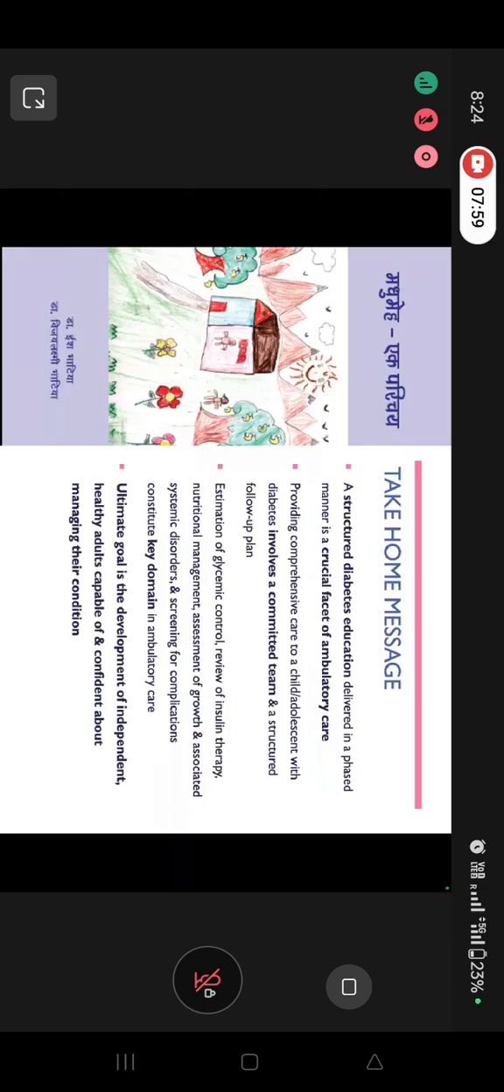So the take-home messages from this presentation are that structured diabetes education has to be delivered in a phased manner, and it is a crucial facet of ambulatory care. Providing comprehensive care to a child and adolescent with diabetes involves a committed, multidisciplinary team, and it has to be done in a structured manner. Blood glucose monitoring, administration of insulin, medical nutrition therapy, growth assessment, and complication and comorbidity screening have to be done in a timely manner, and these constitute the key domains of ambulatory care.